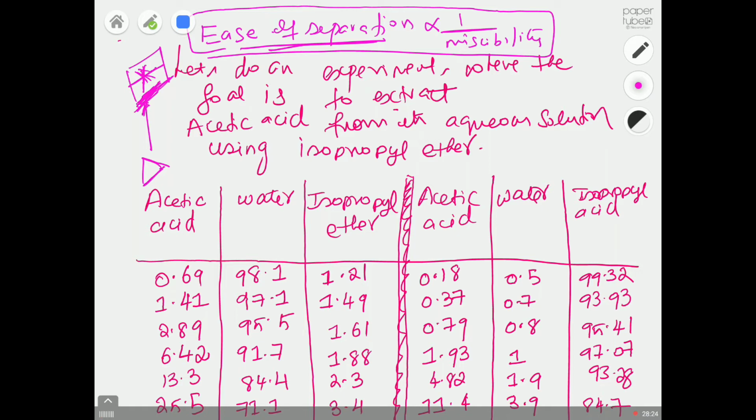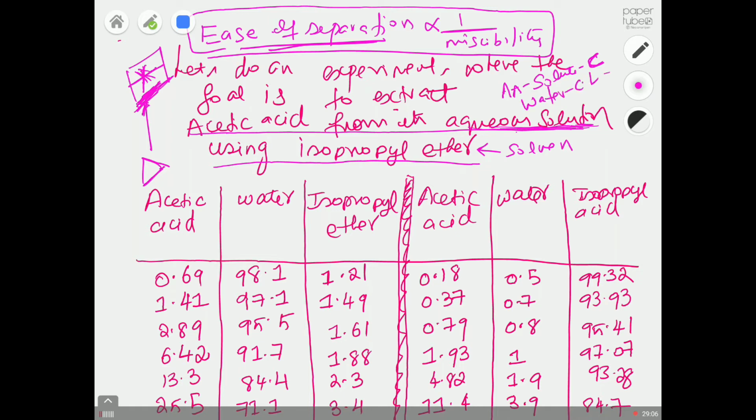Let's do an experiment where our goal is to extract acetic acid from its aqueous solution. An aqueous solution contains water, which means acetic acid is completely dissolved in water. We are going to extract acetic acid from its aqueous solution using isopropyl ether as the solvent. Acetic acid from its aqueous solution is your feed solution. Acetic acid is your solute, so we use the notation C, and water is your carrier liquid, so we use the notation A. Your solvent is isopropyl ether, so we will use the notation B.